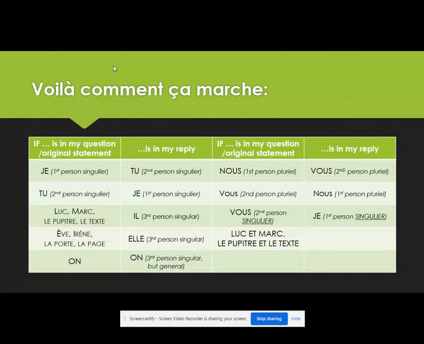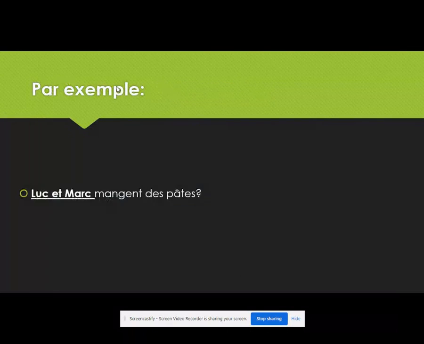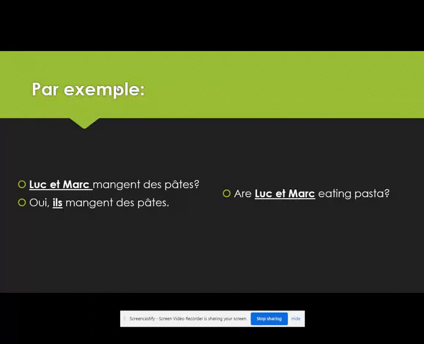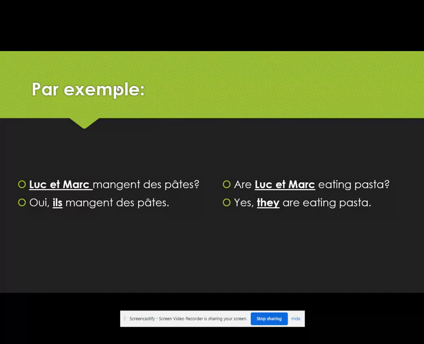Now for the third person plural, Luc et Marc, now together, or le pupitre et le texte, would be replaced by ils, they. For example, Luc et Marc mangent des pâtes. Are Luc and Marc eating pasta? Oui, ils mangent des pâtes. Yes, they're eating pasta. So we just use the masculine plural for two boys or two masculine things, or a mixed group.